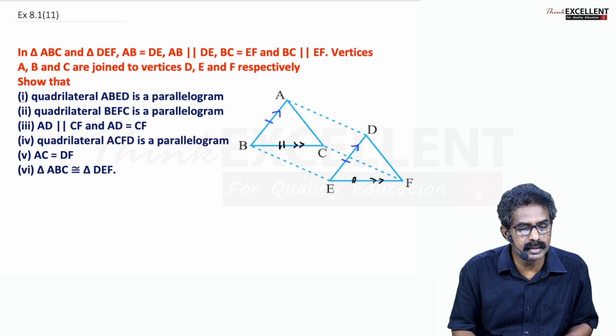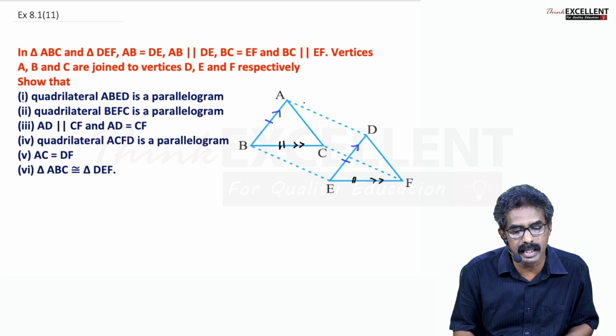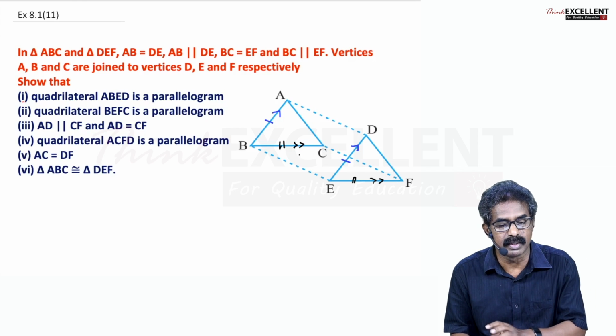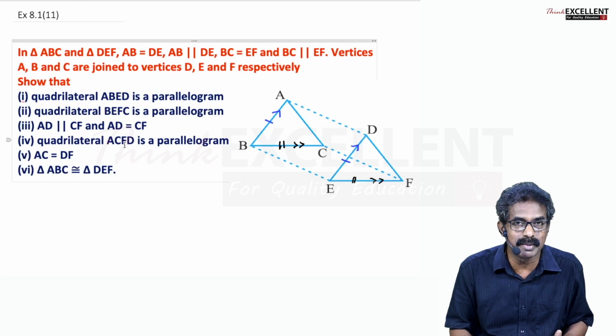Vertices A, B, C are joined, you are getting a triangle, and DEF is also joined. Now the vertices A, B, C are joined to D, E, F. So A and D you joined, B and E, C and F you joined. Corresponding vertices you joined, so you are getting a diagram. Then there are 6 subdivisions, but it's very simple, listen very carefully.